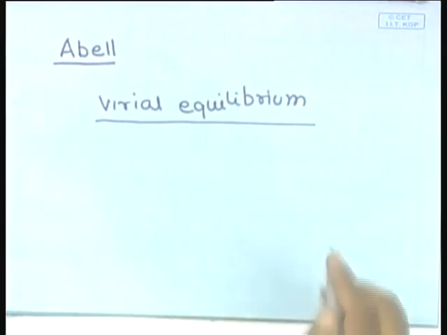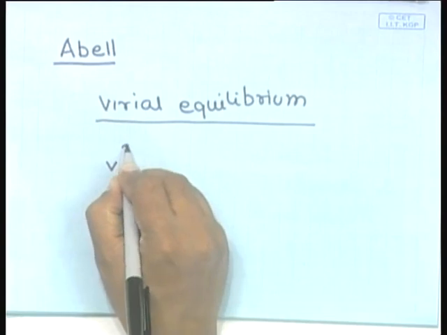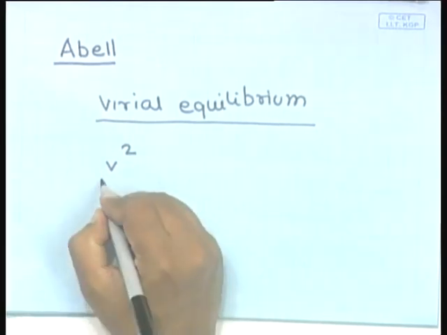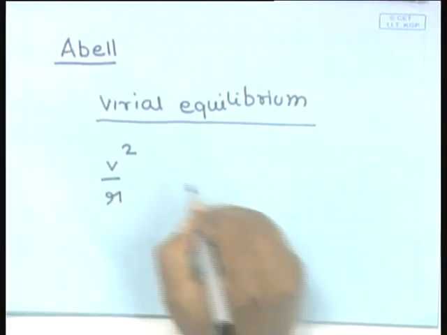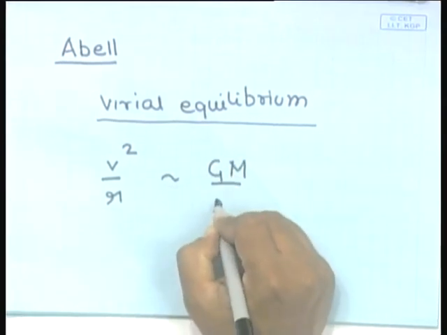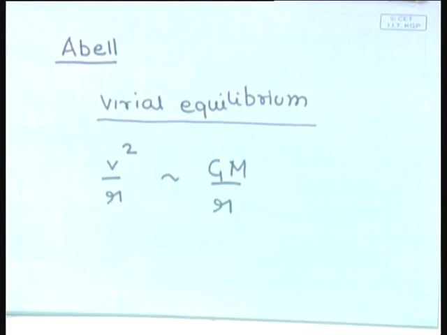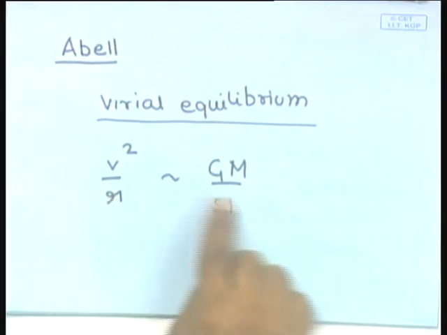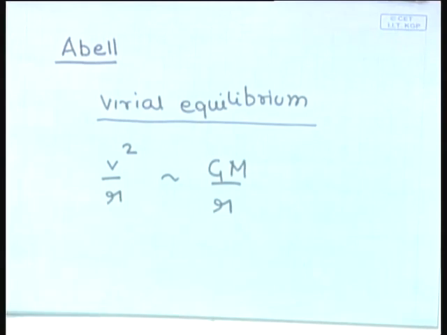The kinetic energy per unit mass is V square by R, and the potential energy is G total mass by R. These are comparable, of the same order, because these are bound objects in equilibrium. The potential energy pulls it down. So in virial equilibrium these are the same order.